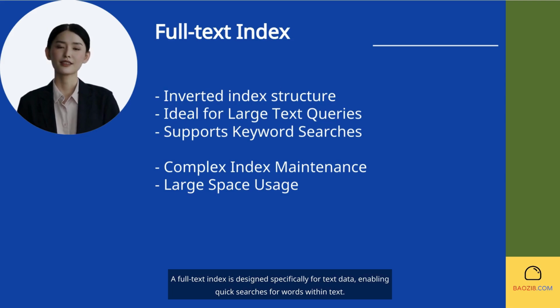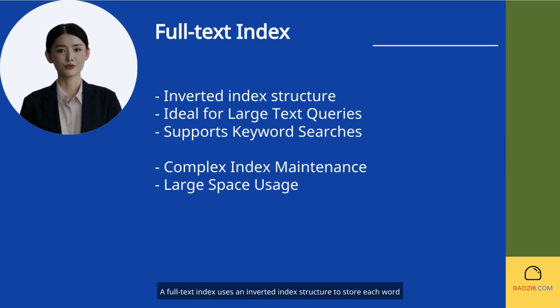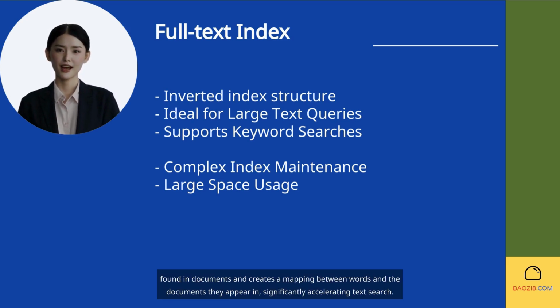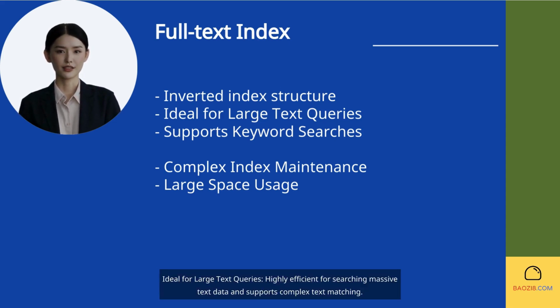A full text index is designed specifically for text data, enabling quick searches for words within text. Working principle. A full text index uses an inverted index structure to store each word found in documents and creates a mapping between words and the documents they appear in, significantly accelerating text search. Advantages. Ideal for large text queries, highly efficient for searching massive text data, and supports complex text matching. Supports keyword searches, allows for queries like match, enabling fuzzy searches and keyword matching.